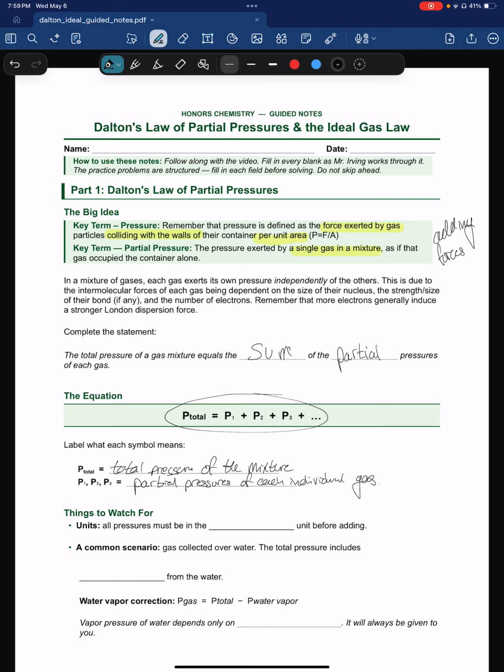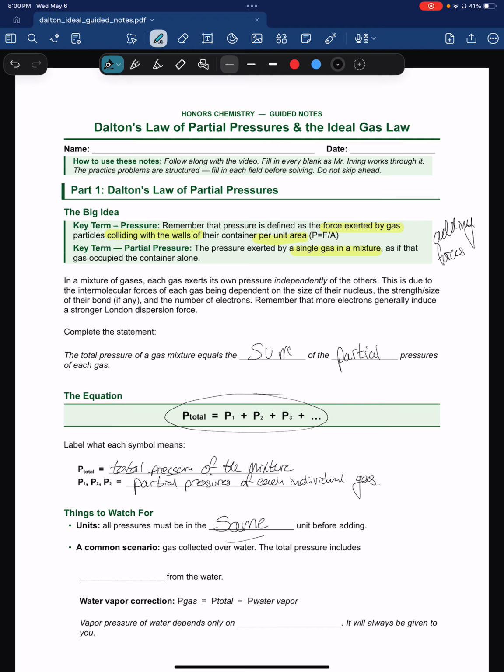Great. Before we try this out on our own and we try to do our own problems, there's a couple of things I want to point your attention to, two things in particular. The first is units. All the pressures in your equation have to be in the same unit before you try to add them. And that's really important because you can't add millimeters of Hg to bar, to torr, to pascals, to atmospheres, right? They're all different. And so we just need to put them all in the same unit before adding.